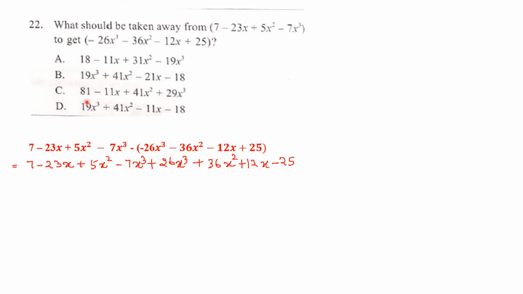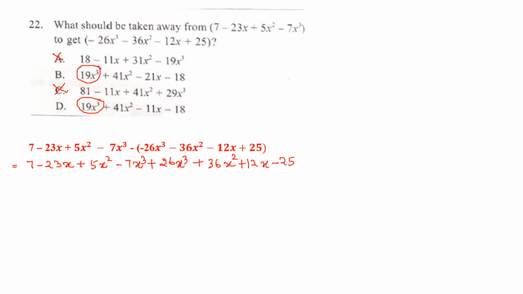So in the options, you look for 19x cube, that is, plus 19x cube. So where is plus 19x cube? First of all, that is the correct option. So here if you see, there are two places, B and D. You can see there is 19x cube here, and here also there is a 19x cube. It means A and C options you can eliminate.